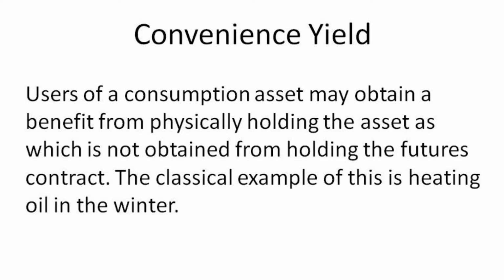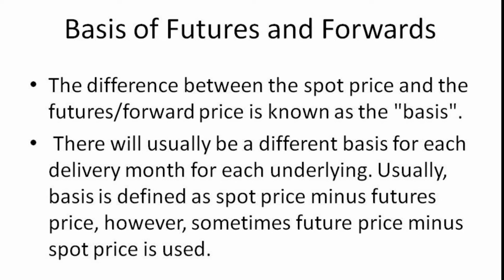And so what we do is we look at the futures price and we look at the price of the underlying asset, and we can back out what convenience yield is. So convenience yield is backed out of the formula. It's not something that we can necessarily put into the formula in order to calculate a fair value for an asset with a shortage. So our next slide now, basis of futures and forwards.